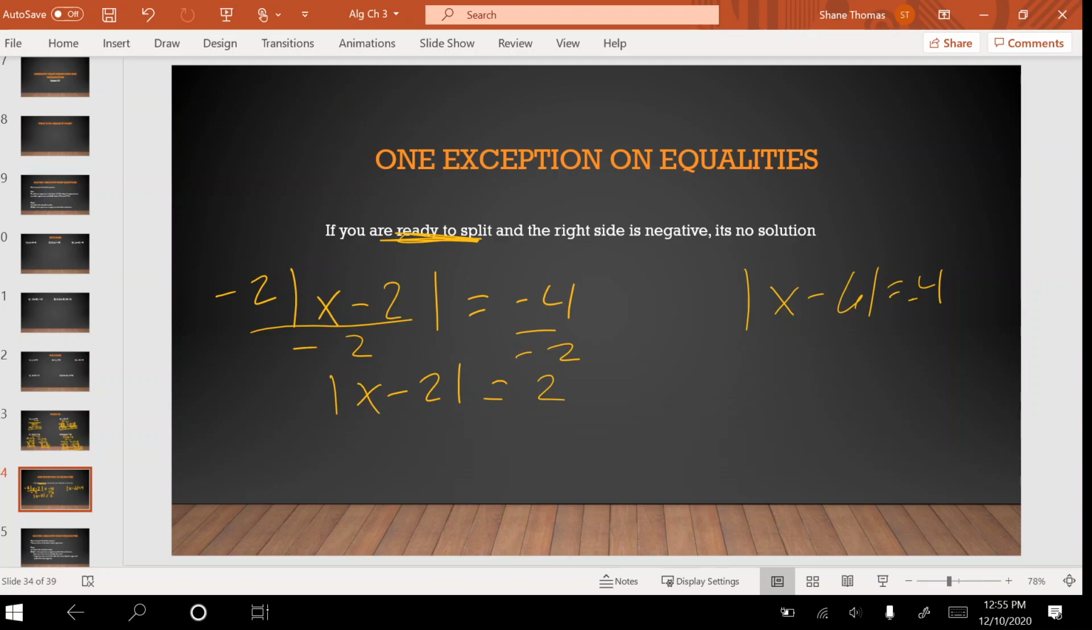Even if you can only get one answer, that is still no solution. So I think this is the easiest way to look at it. There's a big, long, fancy rule in the book if you find it. I think if you break it down into this one sentence, it makes it so much easier. When you're ready to split, if the right side's negative, it's no solution. Done. Move on to the next one. Got it?